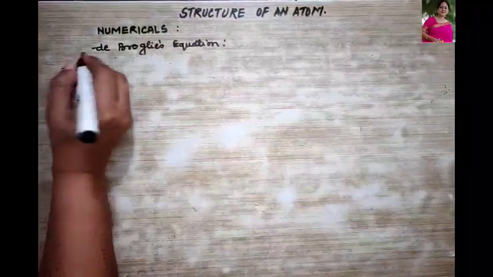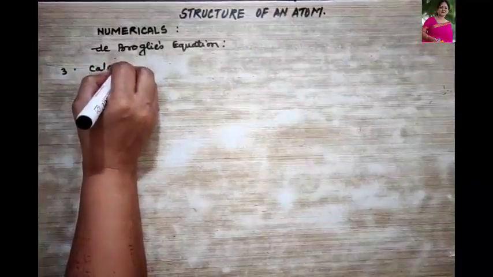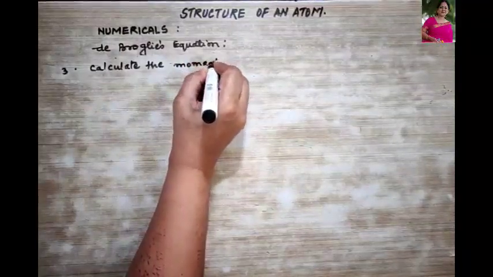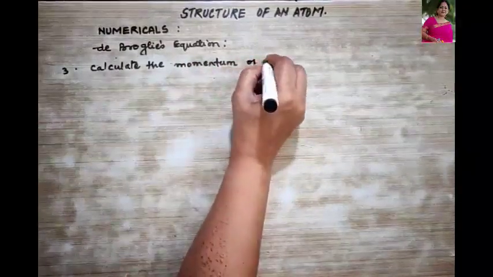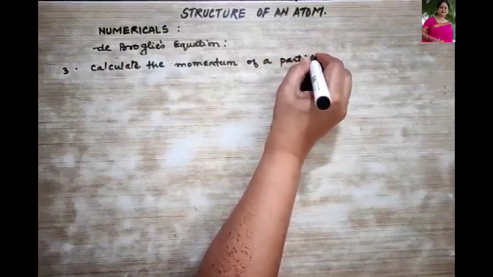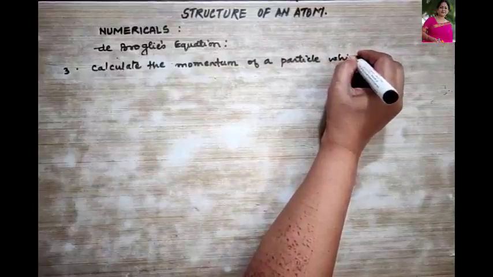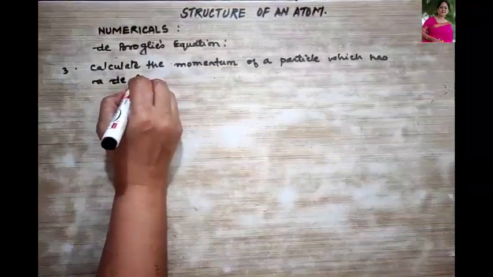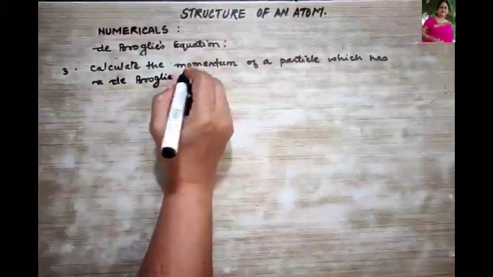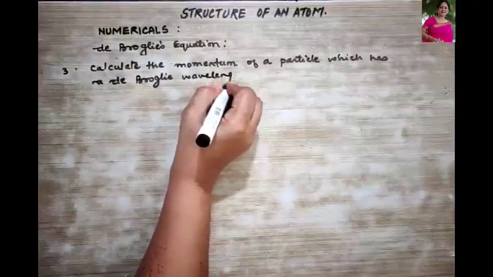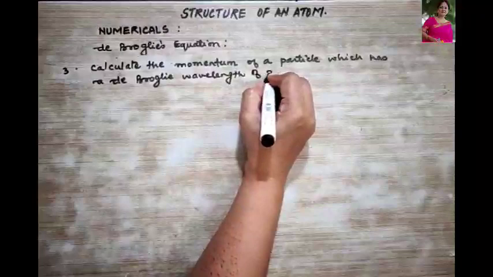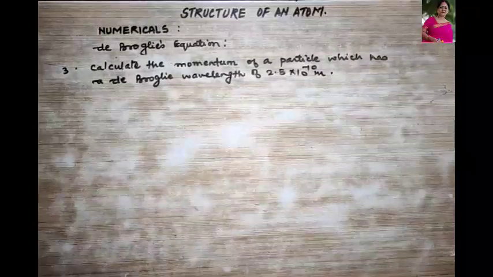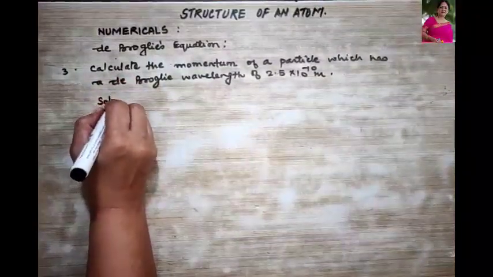The third question says: calculate the momentum of a particle, right, which has a de Broglie's wavelength of 2.5 into 10 to the power minus 10 meters. Okay, so let us do the solution of it.